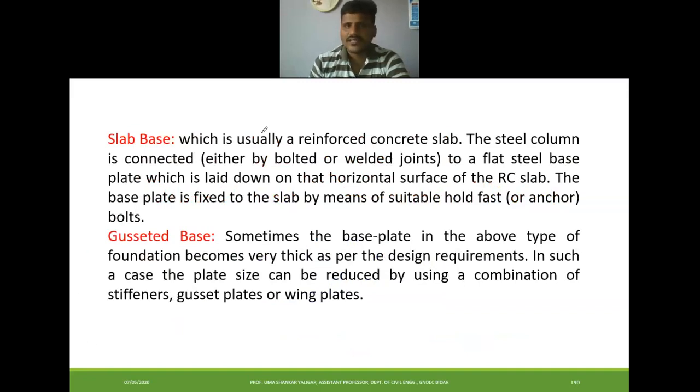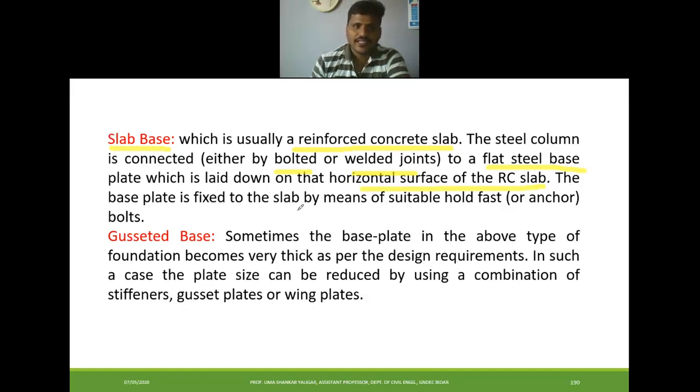We have already seen slab base in the last class. Normally these bases are given to transfer the load from the column to the soil. To transfer that, we have the first type of base, that is the slab base. Usually it has the RC slab at the bottom and the steel column, which may be connected by a bolted or welded joint to a flat steel base. At the bottom we keep the steel plate, which is laid down on the horizontal surface of the RC slab.